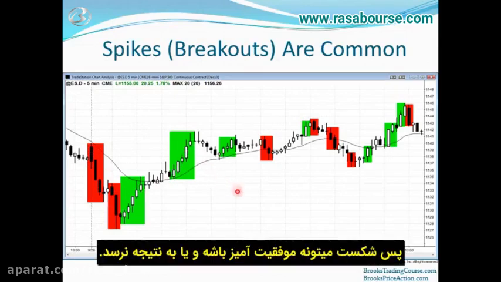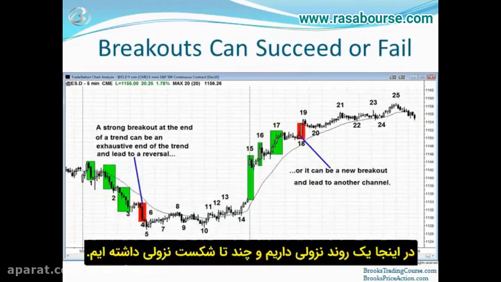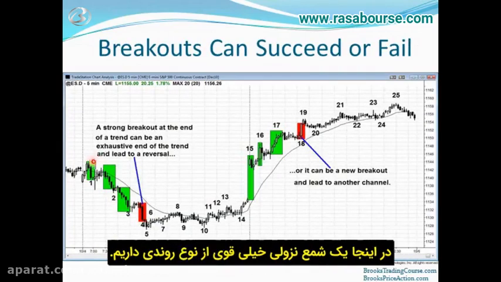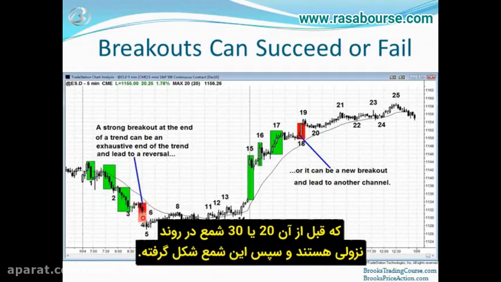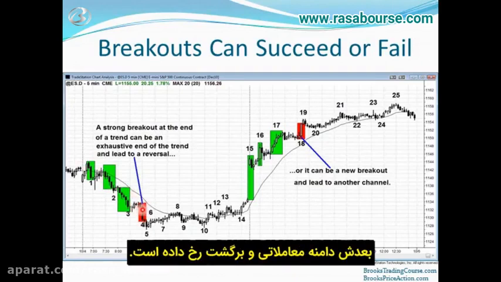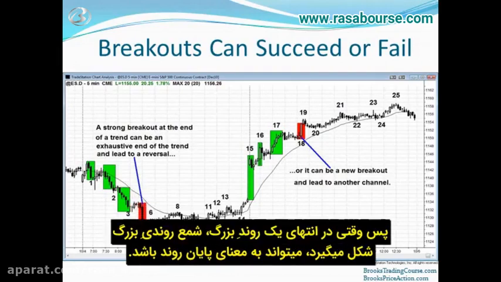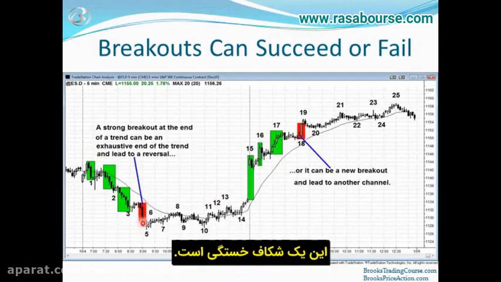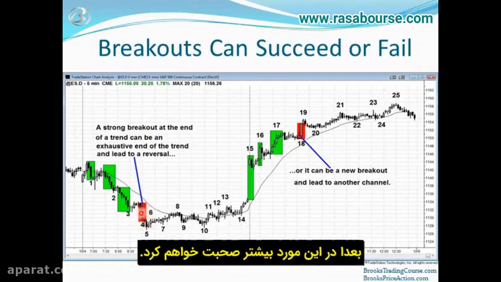So breakouts can succeed or fail. Here's a bear trend. We had several bear breakouts along the way, and here's a very strong bear trend bar occurring 20 or 30 bars into the trend. However, look what followed: a trading range and then a reversal. So a very strong trend bar at the end of a long trend can be an exhaustive end of the trend. Ultimately, this is effectively an exhaustion gap. I'll talk more about that later.